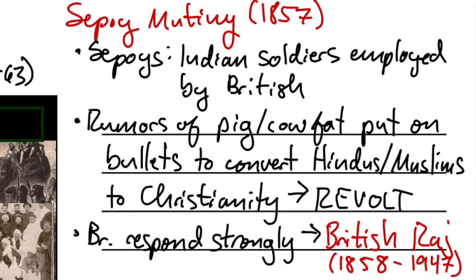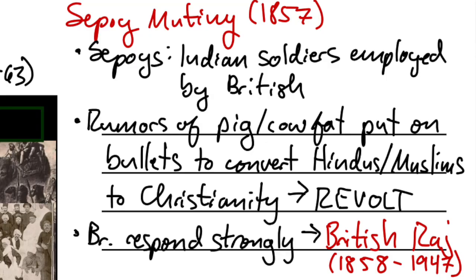One such rebellion is the Sepoy Mutiny in 1857. The Sepoys were Indian soldiers who were employed by the British. Now, how this mutiny started was that there were rumors of pig and cow fat being put on bullets to convert Hindus and Muslims to Christianity. Now, obviously, that is a very rude thing to do due to the Hindu restriction on eating cows, but also the restriction against pork in the Islamic faith.